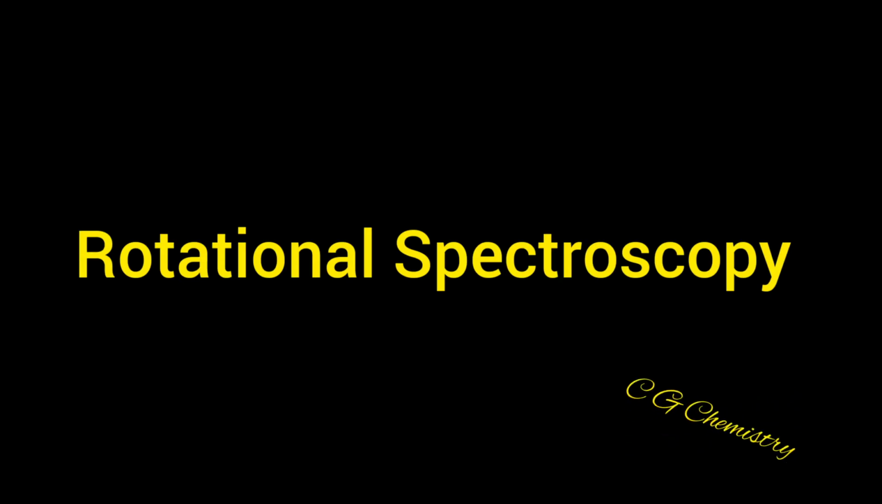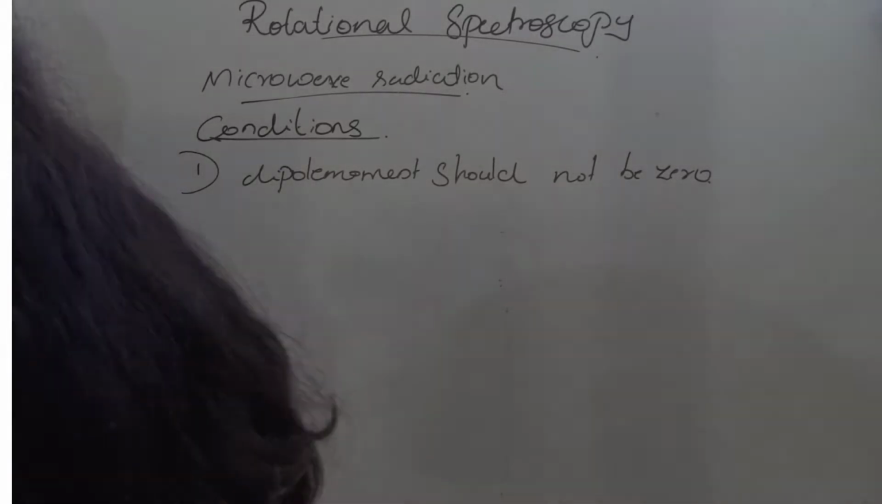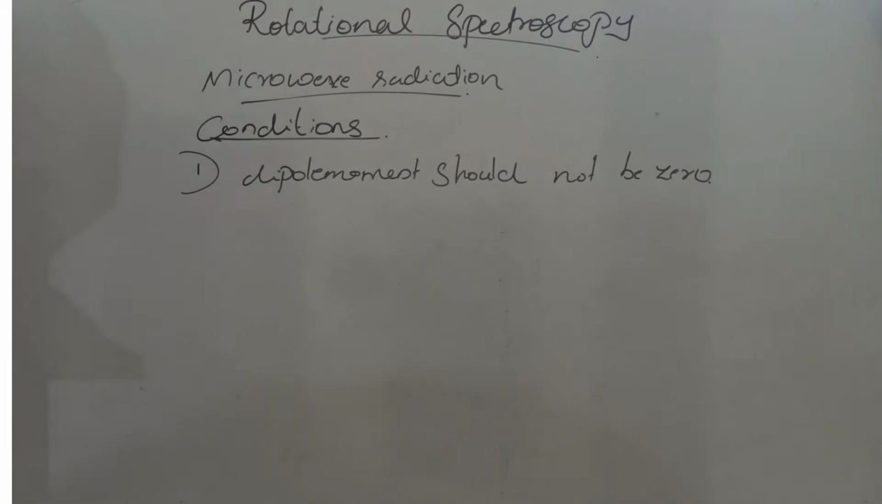Today we will be continuing rotational spectroscopy, where we will be discussing the energy of rotating molecules, the rotational constant, etc. Coming to rotational spectroscopy, we know that in each spectroscopic technique we need radiation, right? In rotational spectroscopy, we are using microwave radiation. There are certain conditions, as not all molecules will be active to the microwave.